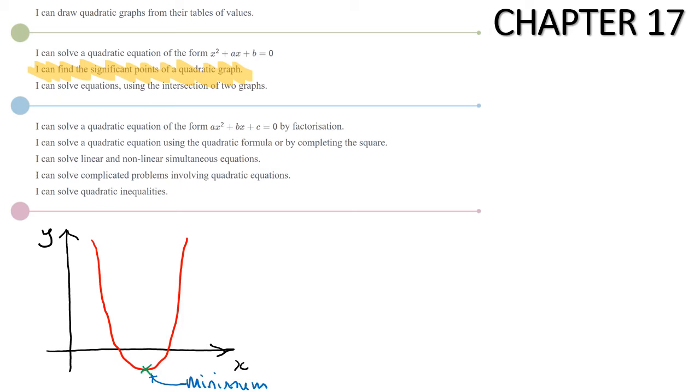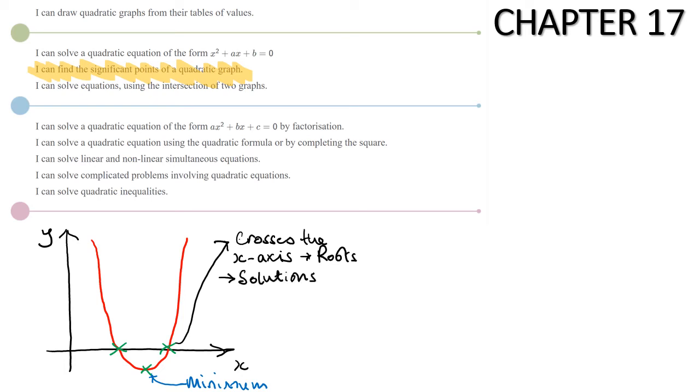We need to be able to find the coordinates where it crosses the x-axis, and that's what we call the roots. And how do we find the roots? We find the roots by solving a quadratic. So they're the solutions. When we've been solving quadratics, those solutions that we've been working out, like x equals 2, x equals 3, those types of things, that's where it crosses the x-axis.